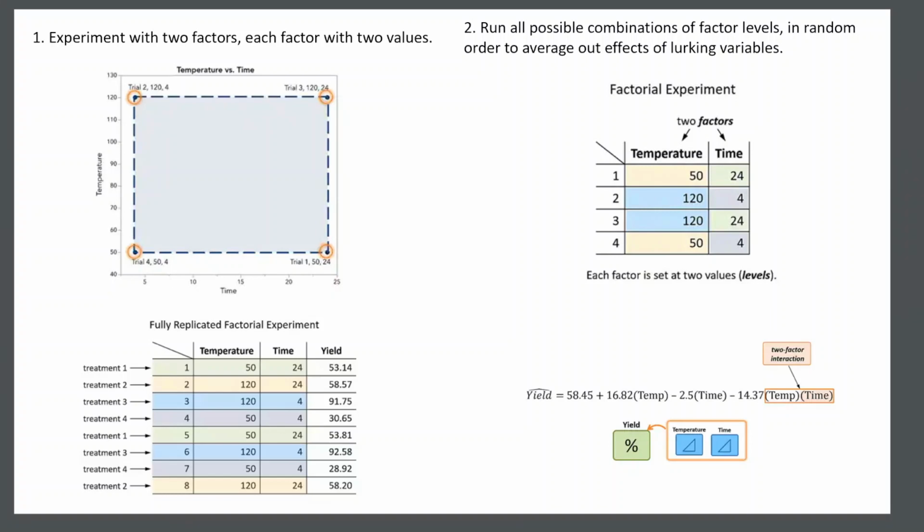In full factorial design, the experiment has two factors and each factor has two values. For example, temperature and time are the two factors. One varies from 50 to 120, the other varies from 4 to 24. It's the same problem we have seen before, right? How do temperature and time affect the result? That we are going to see in terms of a factorial experiment.